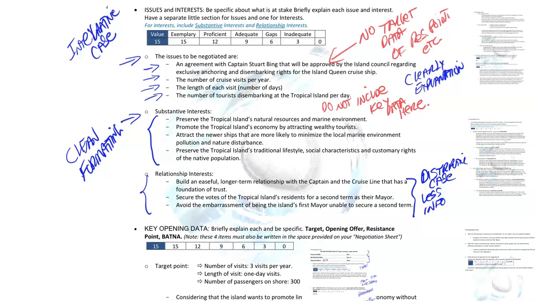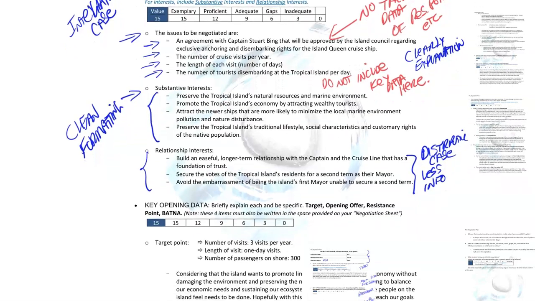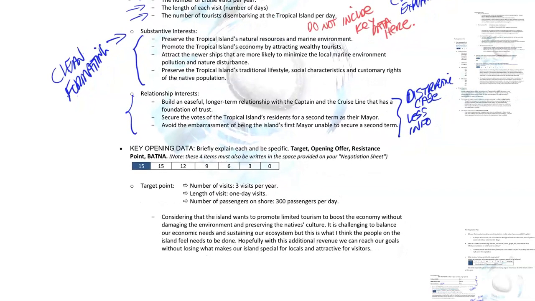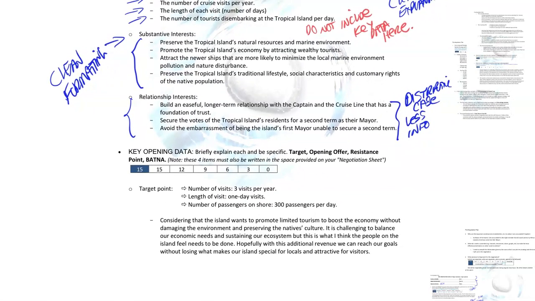Just going to scroll up a little bit here. Get this out of the way. Key opening data. So this is the first page, and this continues on the next page, which we're going to show you in a second. Again, formatting, super clean. All these bullets are lined up here. First thing we discuss is the target point. Please do this in order.